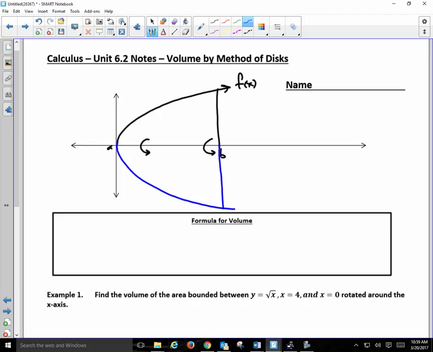And maybe a better way of viewing it is if we wanted to find the area of the original region, we would draw a rectangle. What thickness does that rectangle have? dx. Thank you. So that rectangle would also spin around. It's part of the shape. So you can kind of see a little bit of what you're generating here.